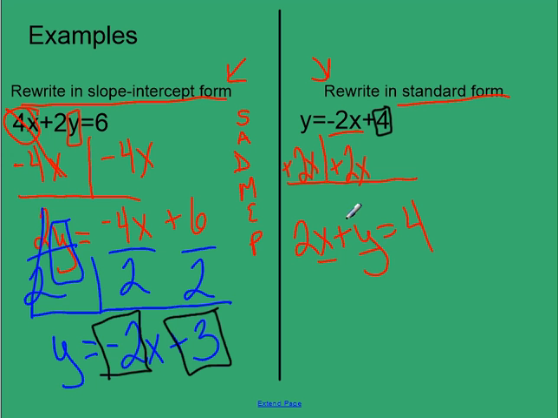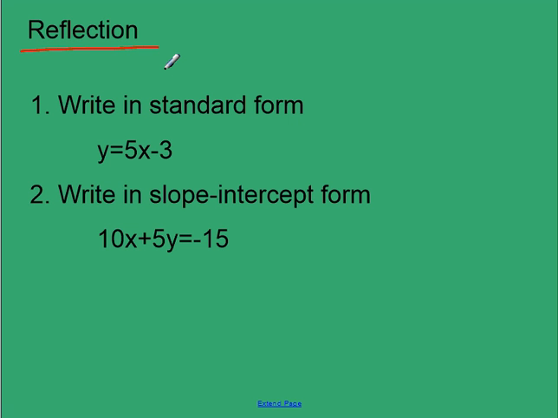Okay? So those are the notes for the day. I want you guys to attempt this reflection. There's actually 2 questions for this reflection. I want you to take this first function and turn it into standard form, and my second function and turn it into slope-intercept form. Go ahead and type your responses into Edmodo, and I look forward to seeing what you have to say. Thanks, guys.